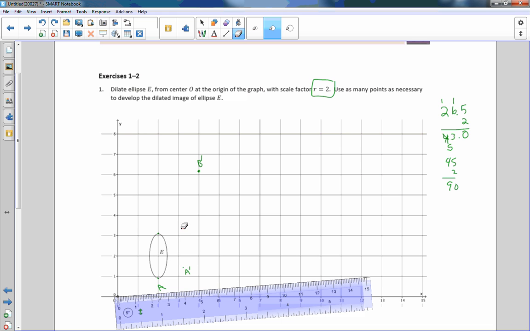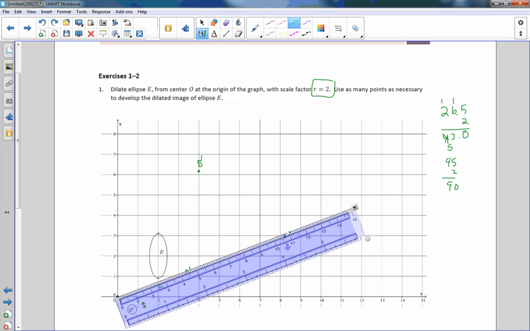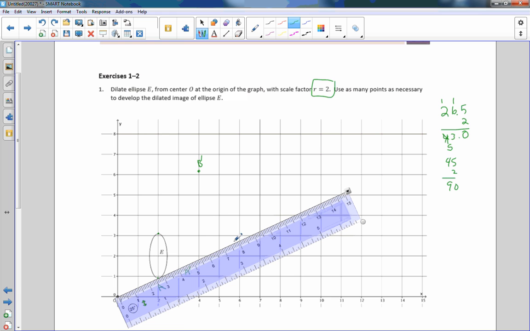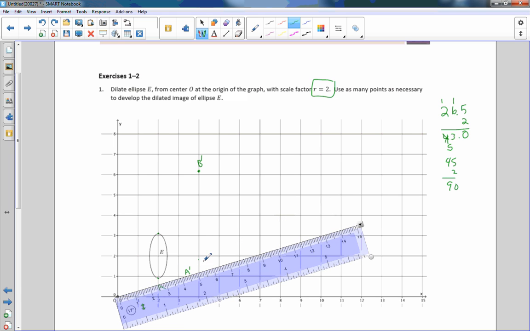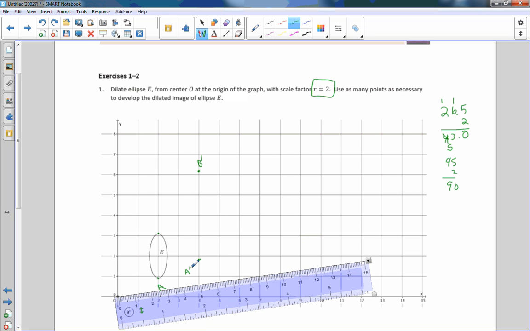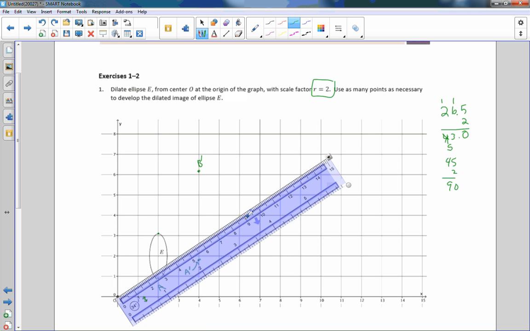Get that out of the way. And then I'm going to move this back up, and I want 53, which is right here. And now that I have A prime where it's supposed to be, this is A prime. That's A prime. It is on a vertical line now. Okay, so these are things you need to look at when you're doing these.